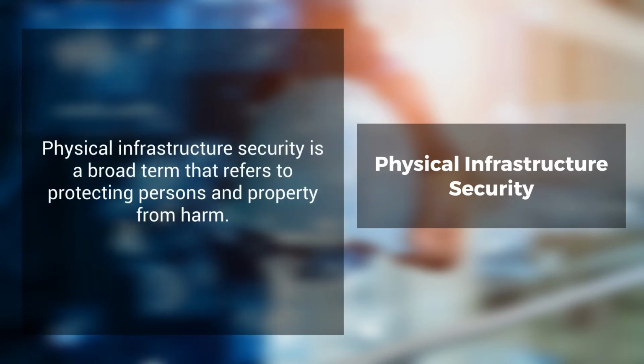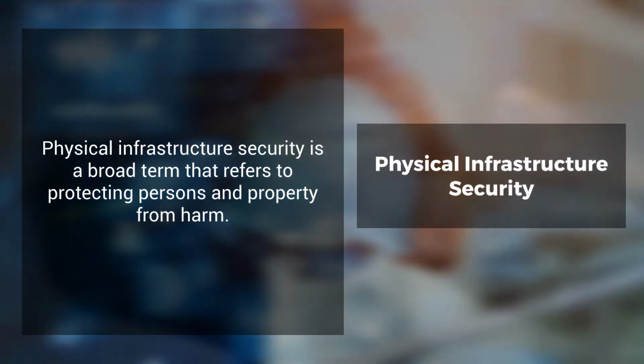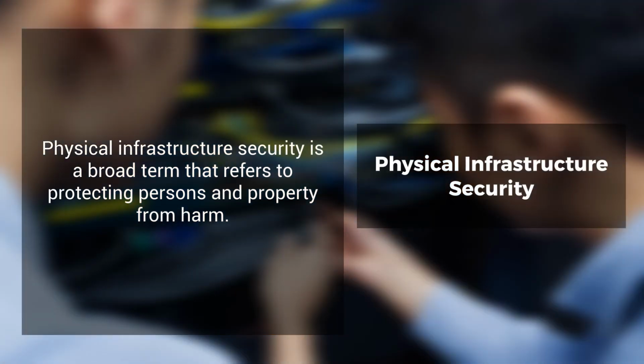Physical infrastructure security. Physical infrastructure security is a broad term that refers to protecting persons and property from harm. Physical security involves using multiple layers of systems such as CCTV surveillance, locks, access control, fire protection, etc., to keep unauthorized persons away while protecting safety and well-being.